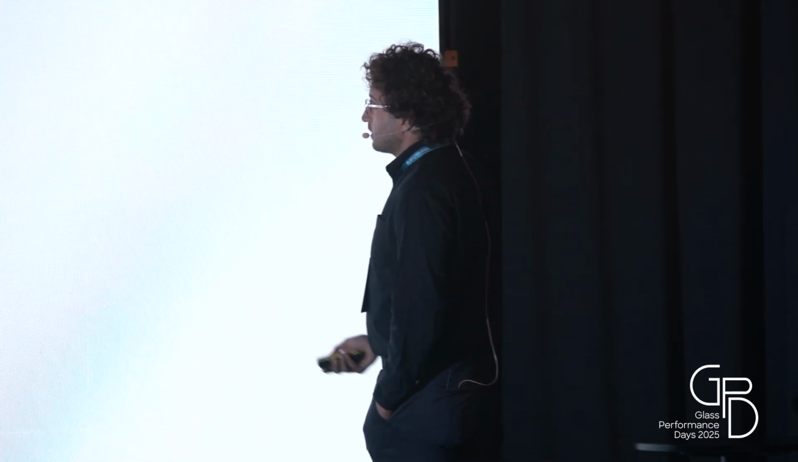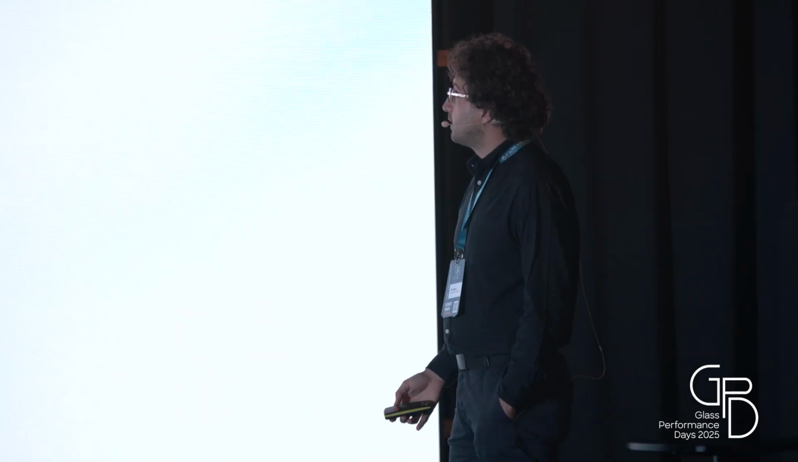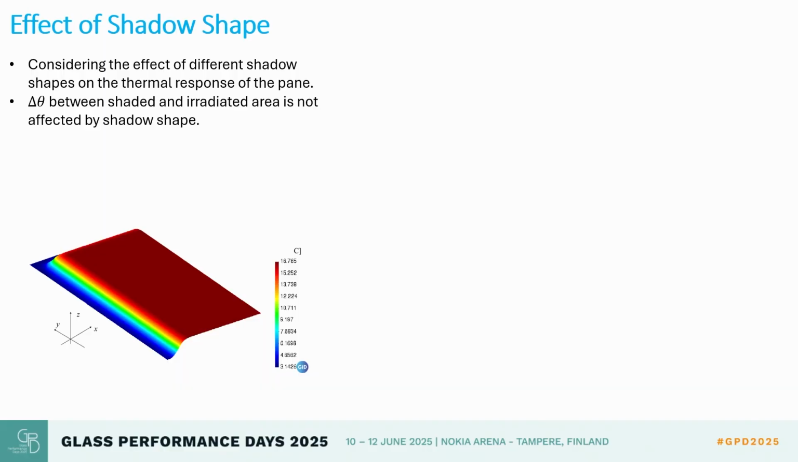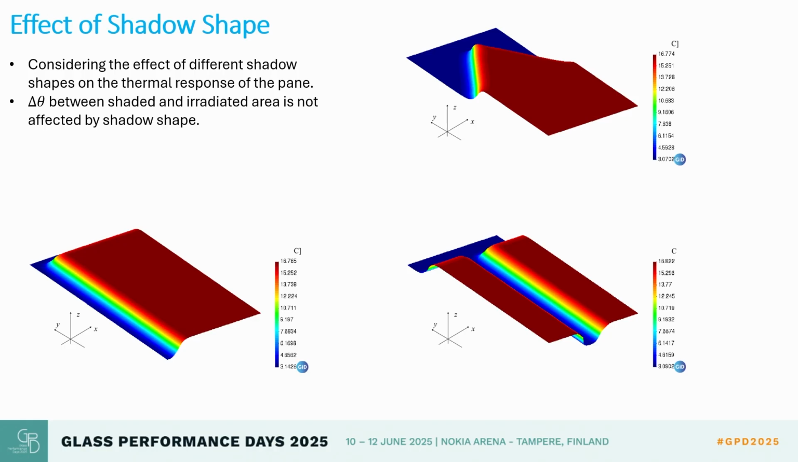Of course, we can study the effect of shadow shapes. We can see here, for example, a plate that has a frame on its boundary. The difference in temperature between the shaded and irradiated areas is not really affected by the shape of the shadow. But in the case of a stress analysis, of course, at the corners or any kind of temperature concentration, there will be a stress concentration.